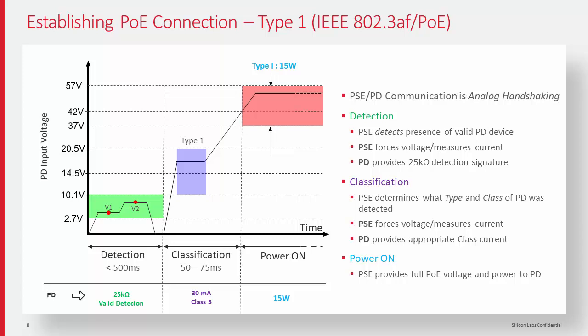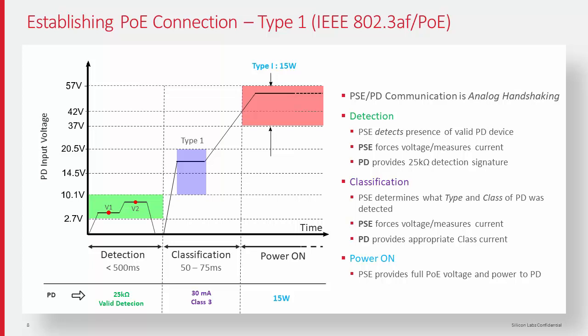It's going to put out a new voltage, and the PD is going to communicate through a new current how much power it's expecting to use or receive from your power sourcing equipment, from your PSE. So that step, that classification step, has grown over time.